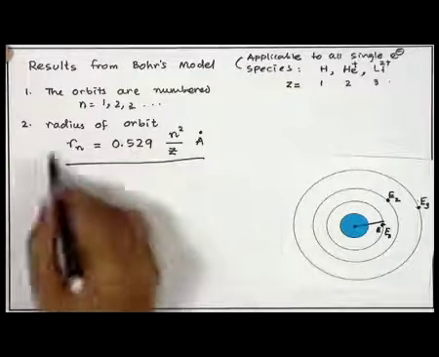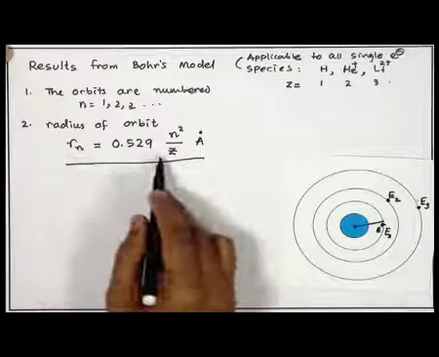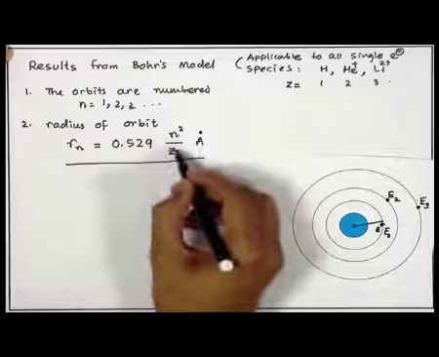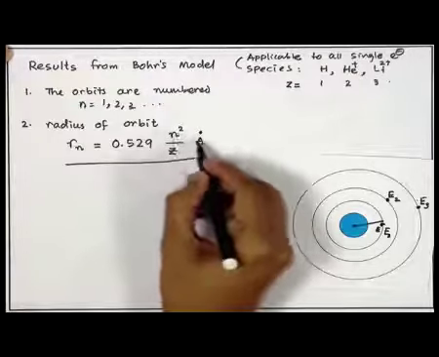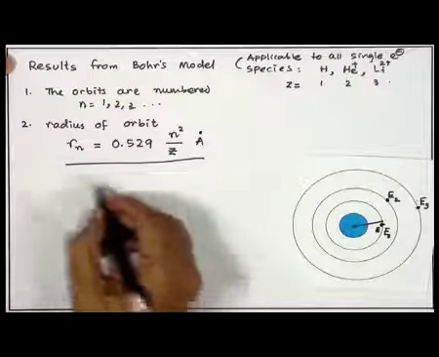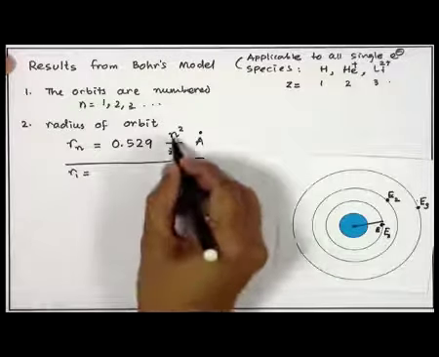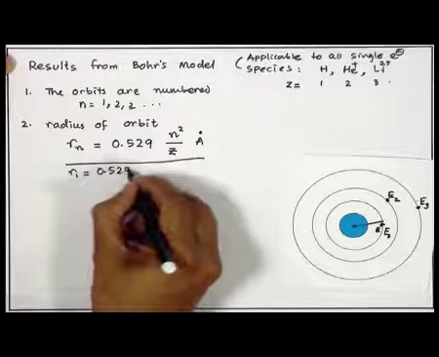If we look at the expression for the radius of this orbit, we see that for hydrogen atom Z is 1. So, it is essentially 0.529 multiplied by n square, in the unit of angstrom. So, what is the radius of the first orbit? That is, n is 1. So, therefore, the value is 0.529 angstrom.